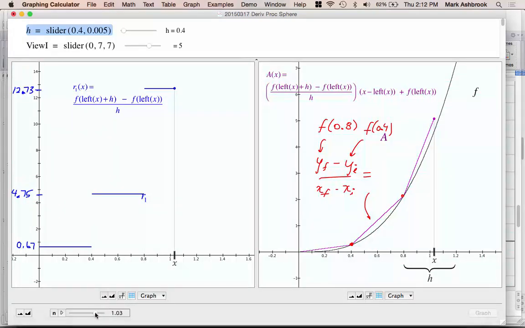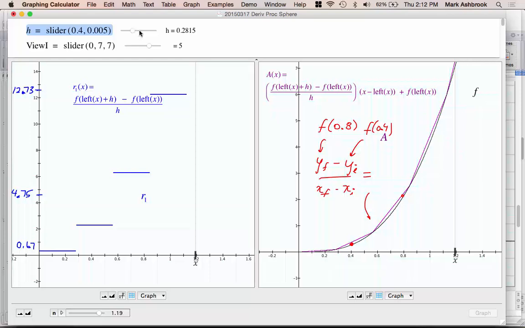Ready? Right now, h is 0.4. Here's h at 0.28. So what happens? The approximate accumulation function gets better, and then we get more steps. Here's h at 0.16. So look, that rate function is beginning to take form, right? So let's make h really small. You can't really even see that there's steps anymore, right? So this is the same thing we saw before. When h is small enough, we essentially get the exact rate function.